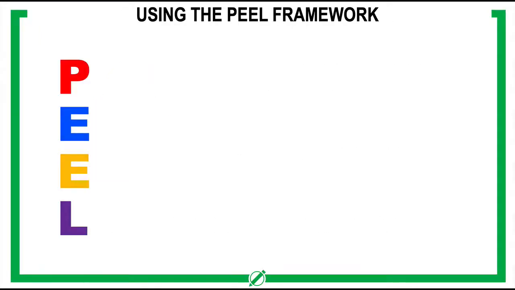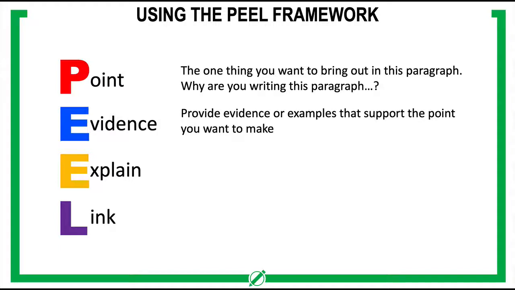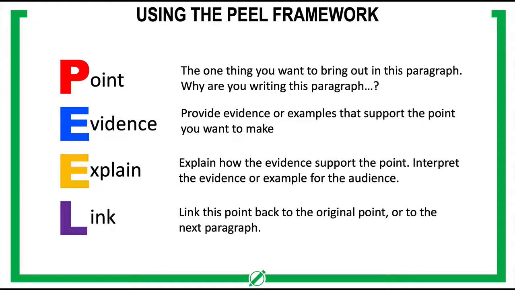The PEEL framework stands for point, evidence, explain, and link. The first thing you must do is bring out what the point is that you're going to make. Why are you writing this paragraph? Once you've stated that, you can provide some evidence or examples that support the point you want to make. Also make sure that you then explain how the evidence supports the point. In fact, what you should be doing is interpreting the evidence or the example for the audience. And finally, you must link this point back to the original point or the next paragraph.